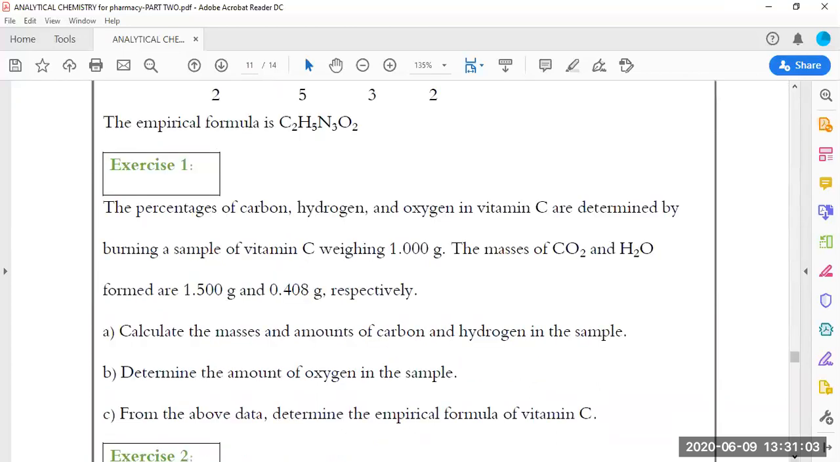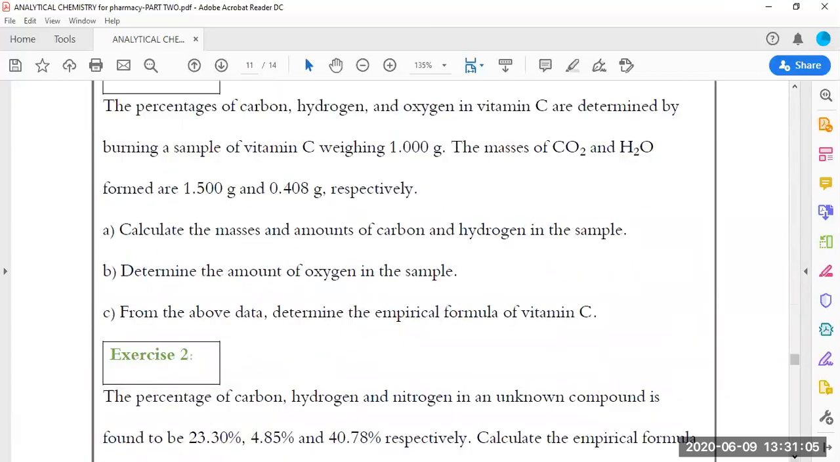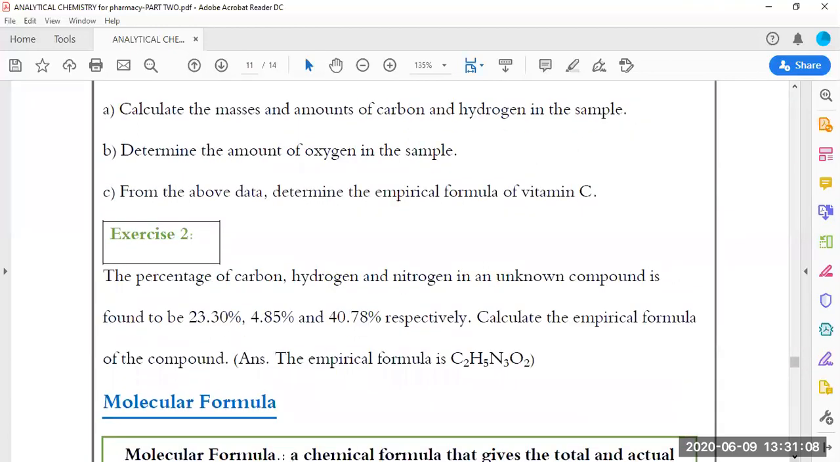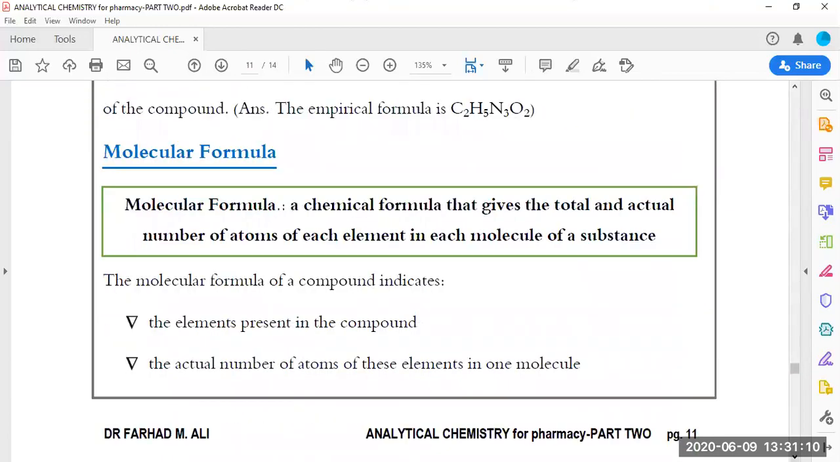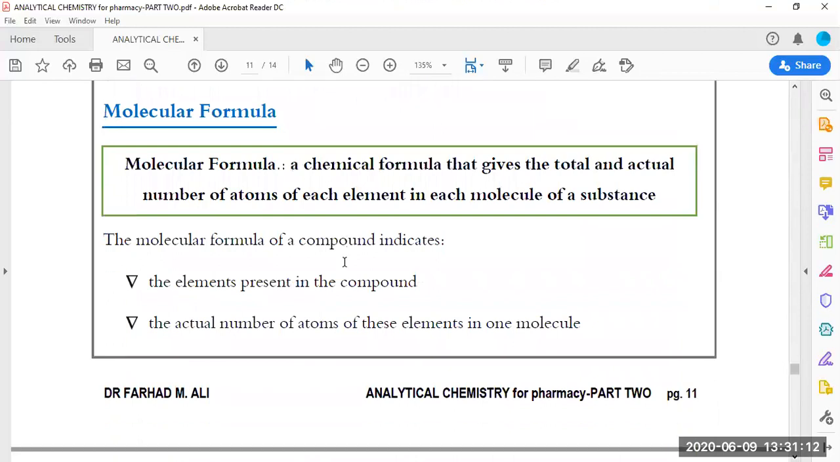Right, you have some exercise, you need to work it out, and we stop here for molecular formula. We'll do it next session.